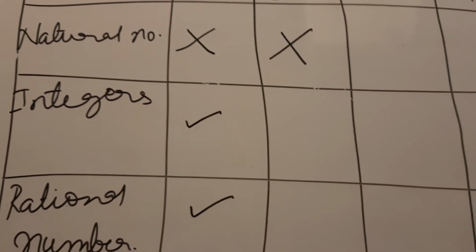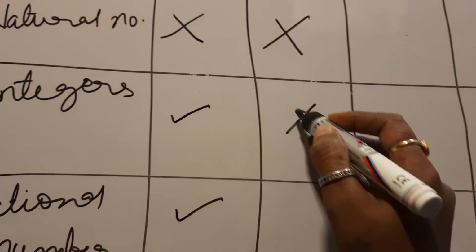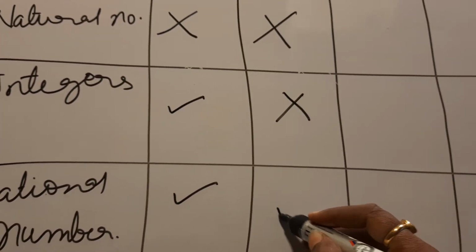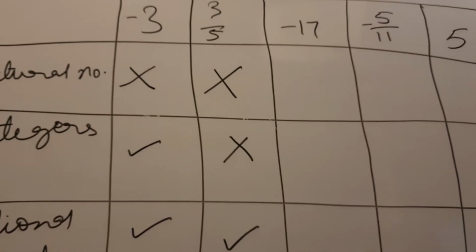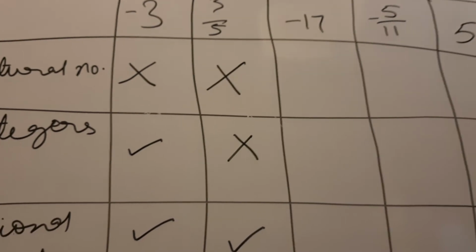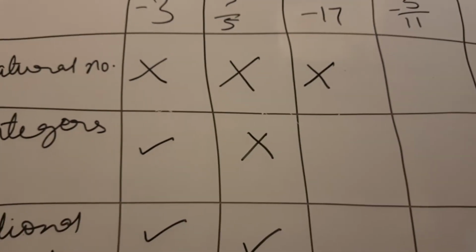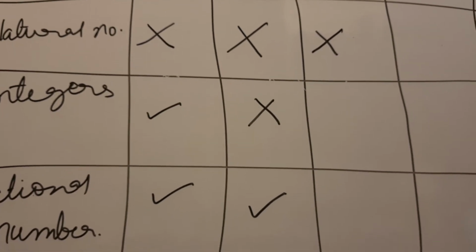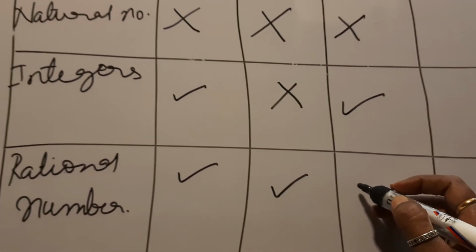Is it an integer? No. Is it a rational number? Yes. Okay. Next number, minus 17. Is it a natural number? No. Is it an integer? Come on. Yes. Is it a rational number?